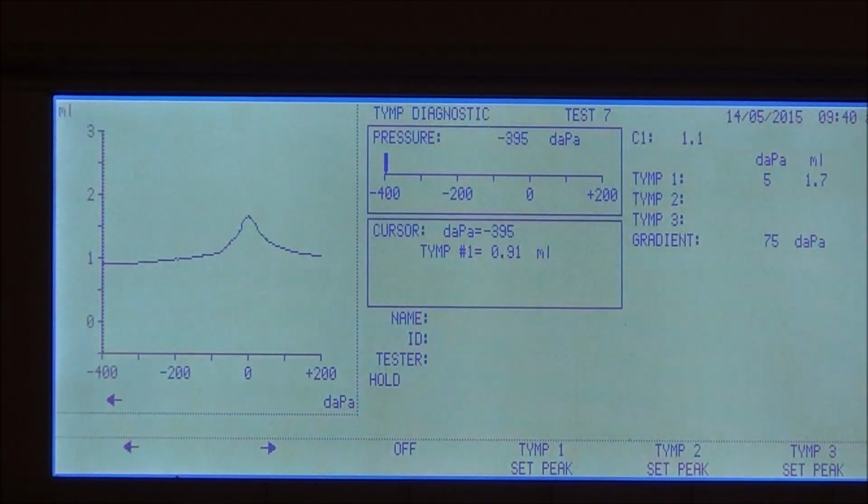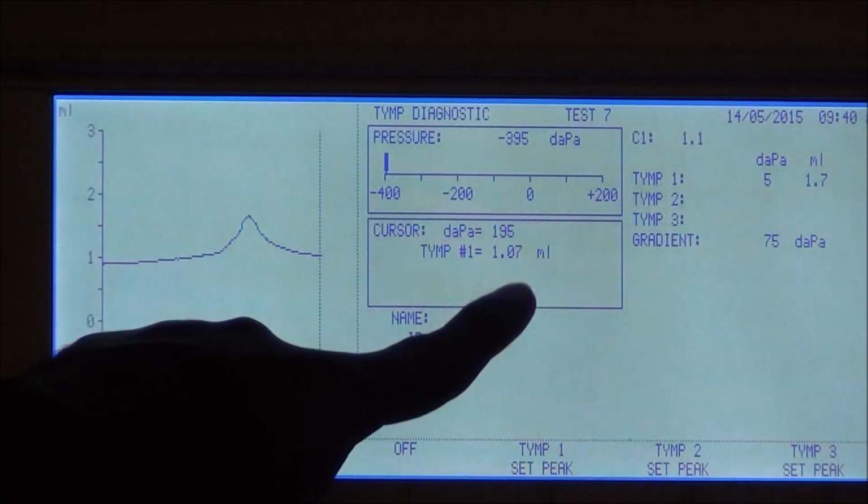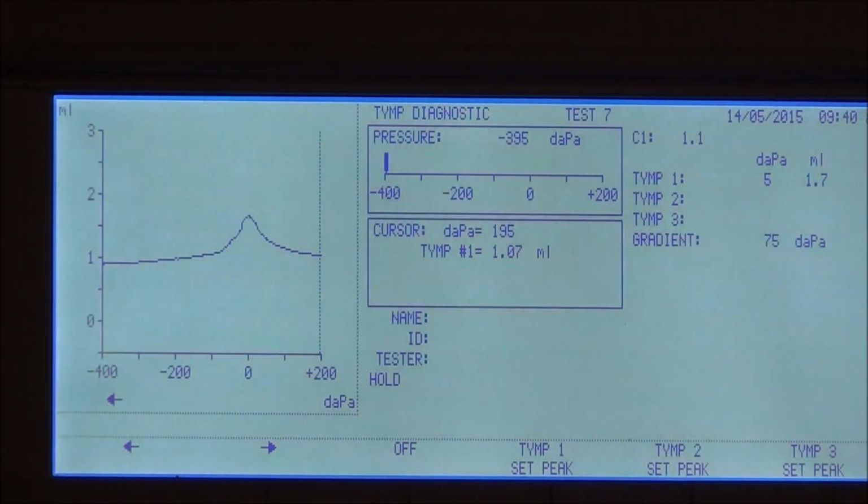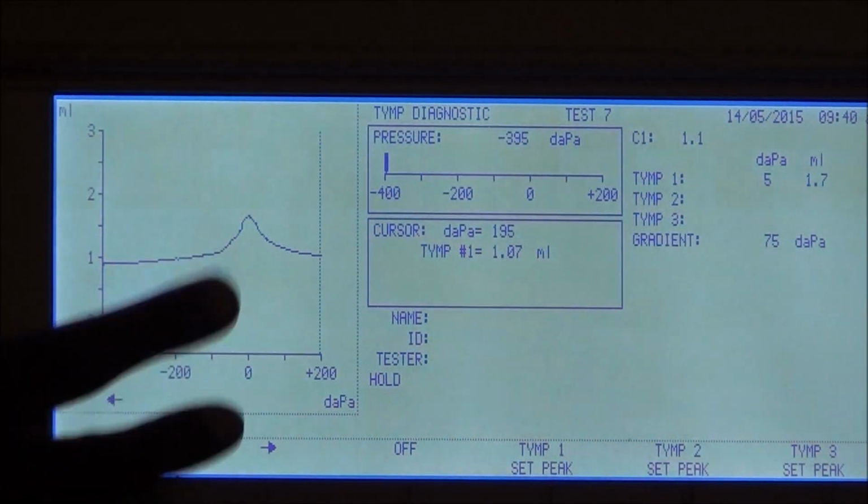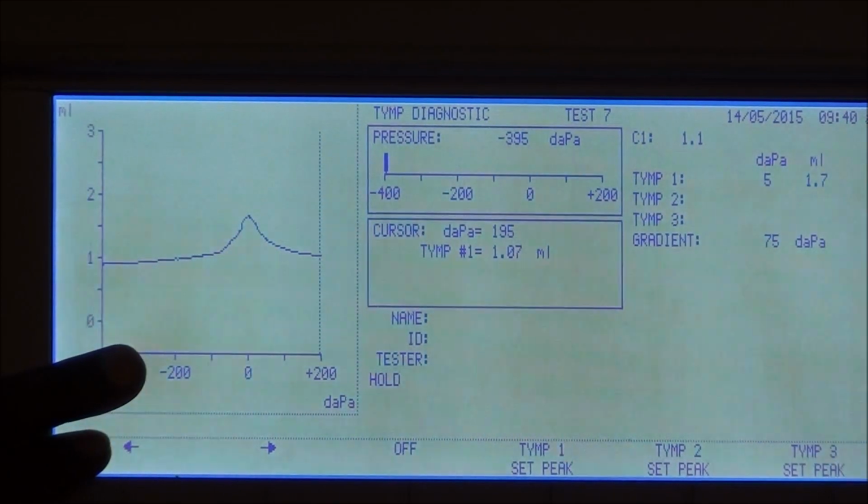Okay, so when you take the cursor, right? If you measure the compliance at the base of it, or at the starting point, can you see 1.07? Right? So that is what is detected as 1.1 as air canal volume. Do you understand? Okay. So now this is the difference between compensated and uncompensated.